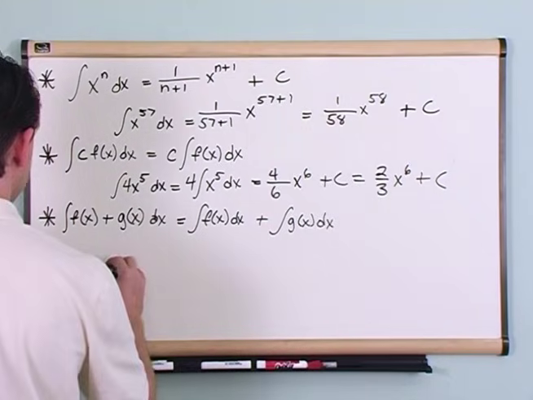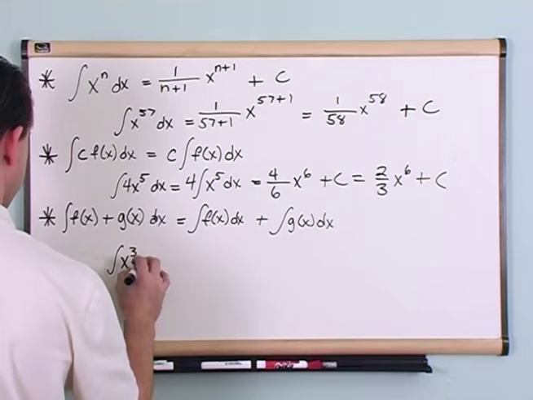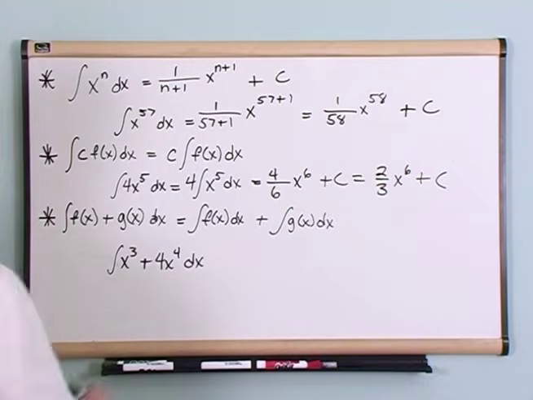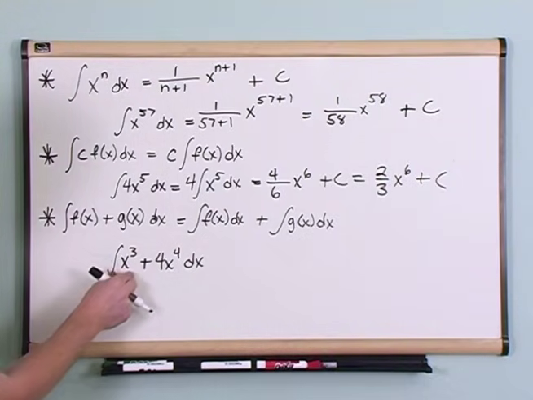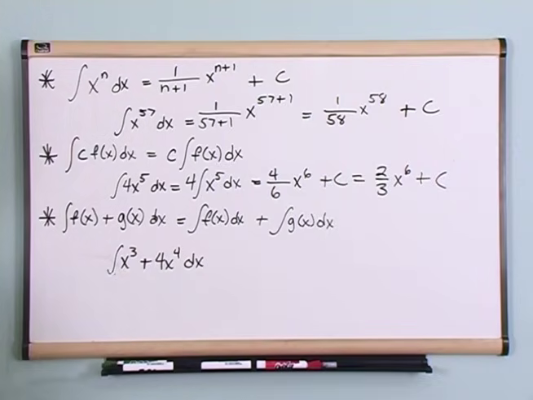So an example of that would be, let's take the integral of x cubed plus 4x to the 4th power dx. Now we have a function of x. I know how to integrate that one separately. Another function of x, I know how to integrate that one separately, but they're added up, so what do I do? Well, I just integrate each one and add the results.